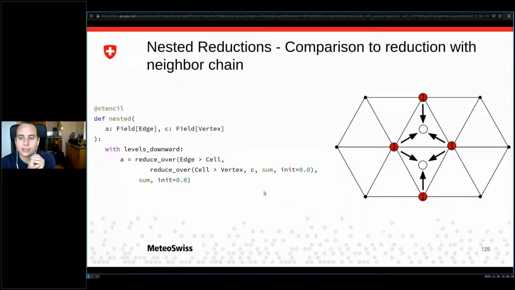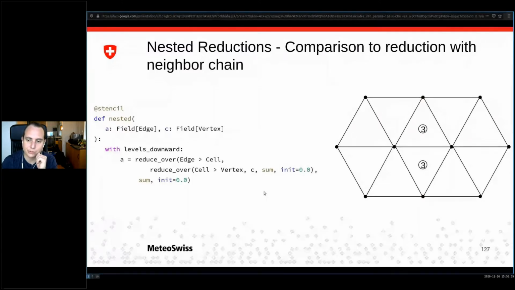So again, we're doing the same thing as before. We are executing the inner reduction. We get the 3 on both of these cells. We do not multiply by B at this time, but directly reduce onto the inner edge. And we get the number 6.